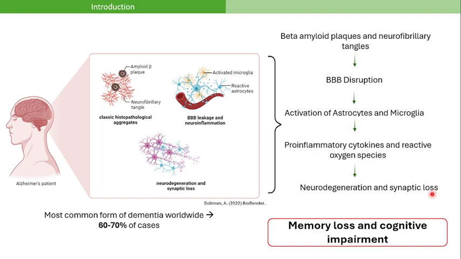Alzheimer's disease, the most common form of dementia, is marked by beta-amyloid plaques and neurofibrillary tangles that disrupt the blood-brain barrier. This disruption activates astrocytes and microglia, leading to the release of pro-inflammatory cytokines and reactive oxygen species, which drive neurodegeneration and synaptic loss, ultimately causing memory loss and cognitive decline.